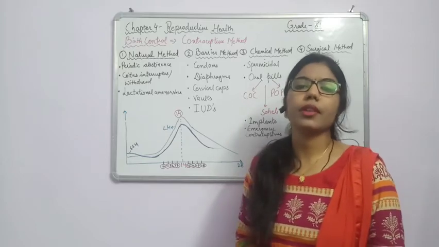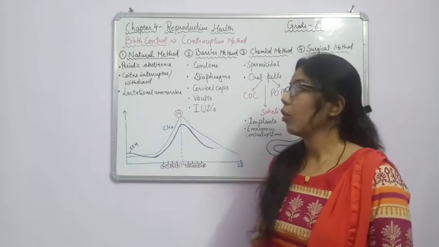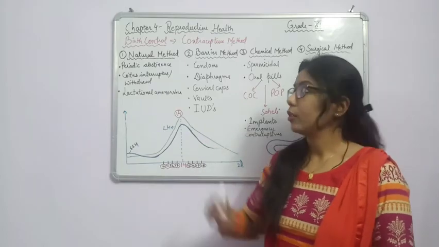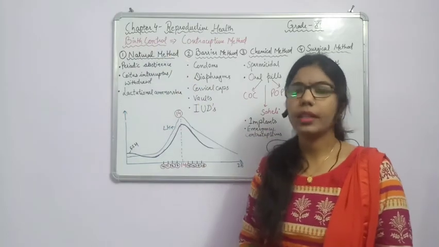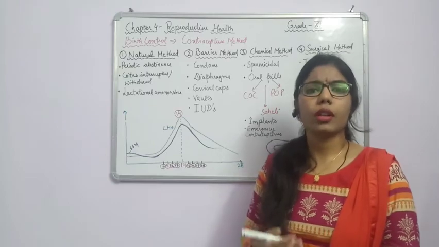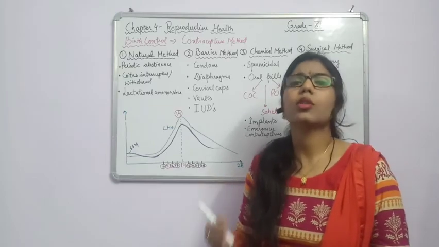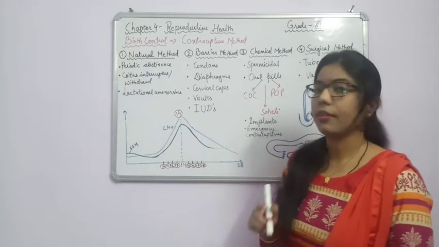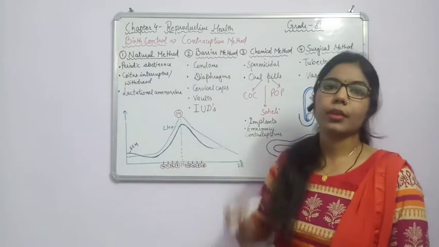So some initiatives have been taken by the government for what? For the contraceptive method or for birth control. Fine. So how can we control the birth rate? For that increasing growth rate. So one of the methods which we have discussed is the contraceptive method.